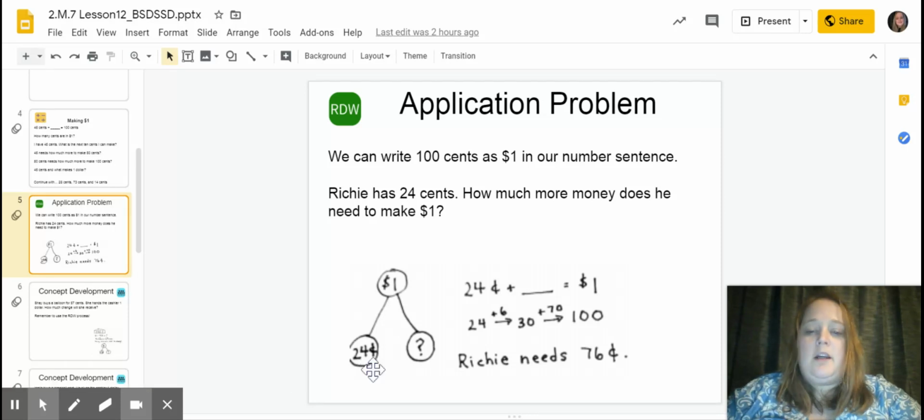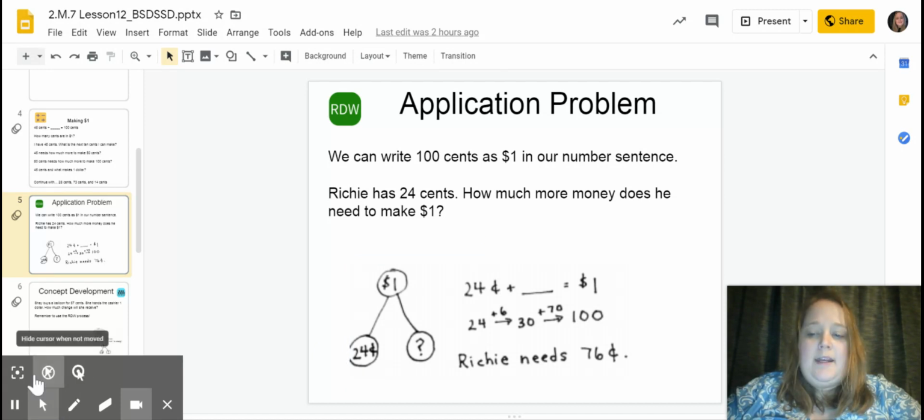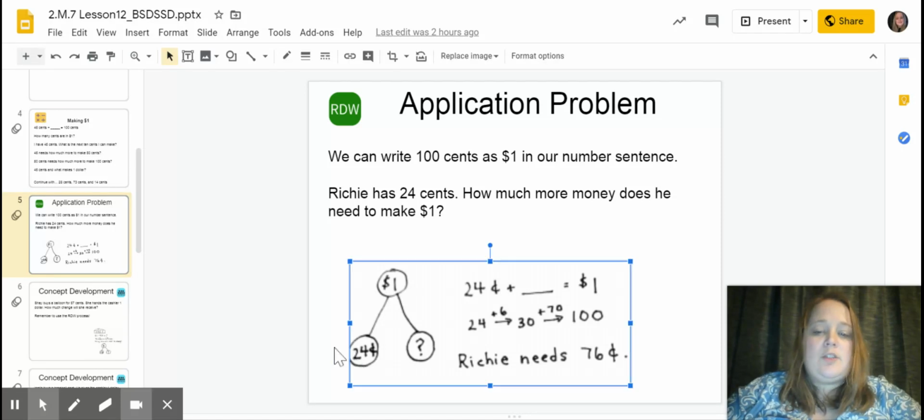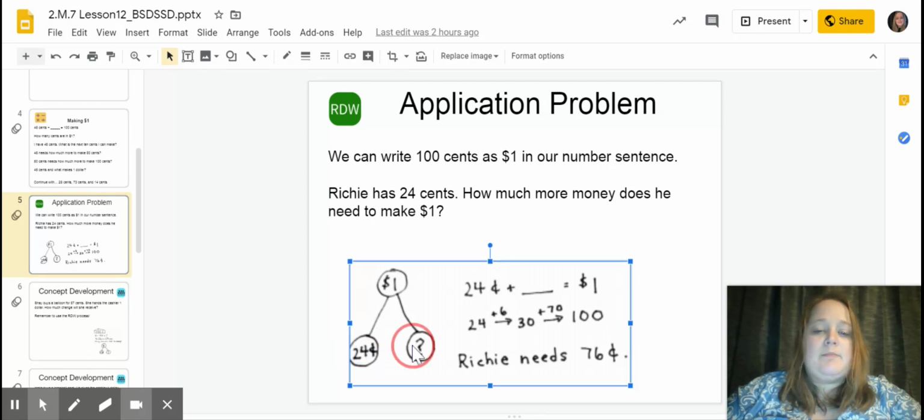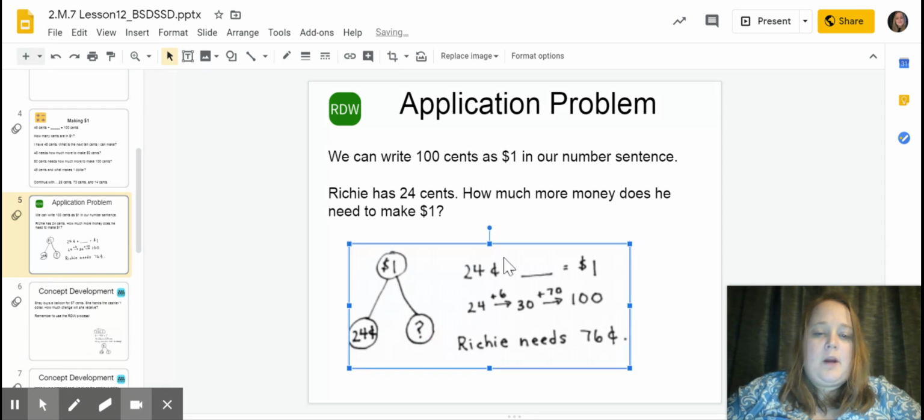So right here, this 1 part of 24 needs to be added together with this mystery number. So I'm going to take this number, add it to this mystery number here, and then that's how I'm going to get my answer. So 24 plus something equals $1.